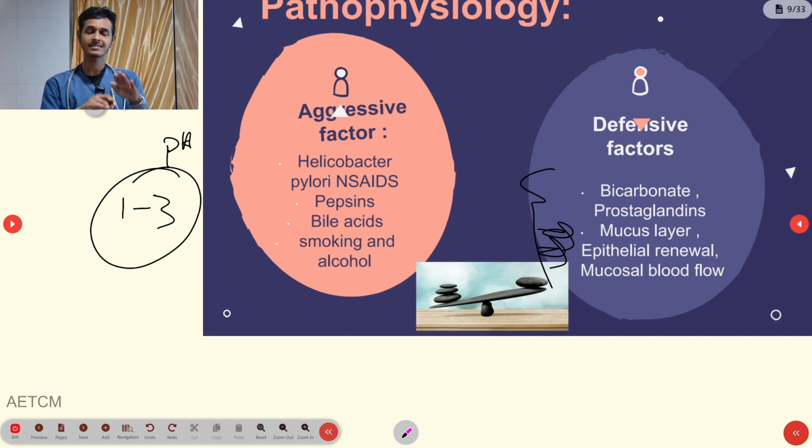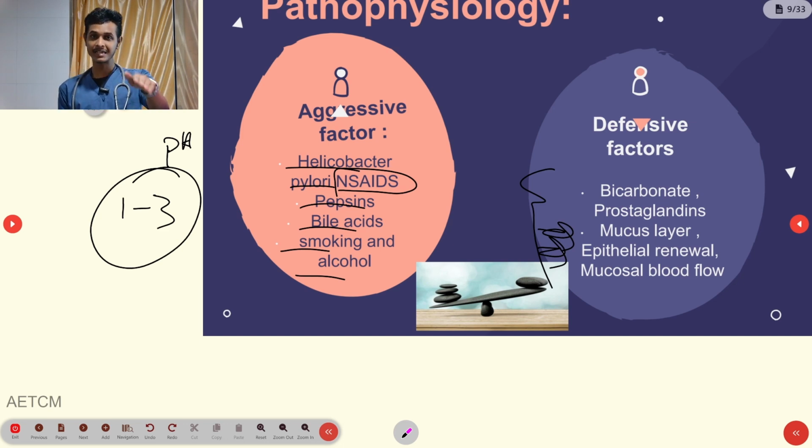So whenever there is an imbalance between the aggressive and the defensive factors, peptic ulcer disease will occur. Aggressive factors mean the HCl level or the pepsin level will increase. This happens in the case of Helicobacter pylori bacteria, the use of NSAIDs, bile acids, smoking, and alcohol. Either they will increase the HCl acid or they may decrease your defensive factors. This is the reason for peptic ulcer disease.